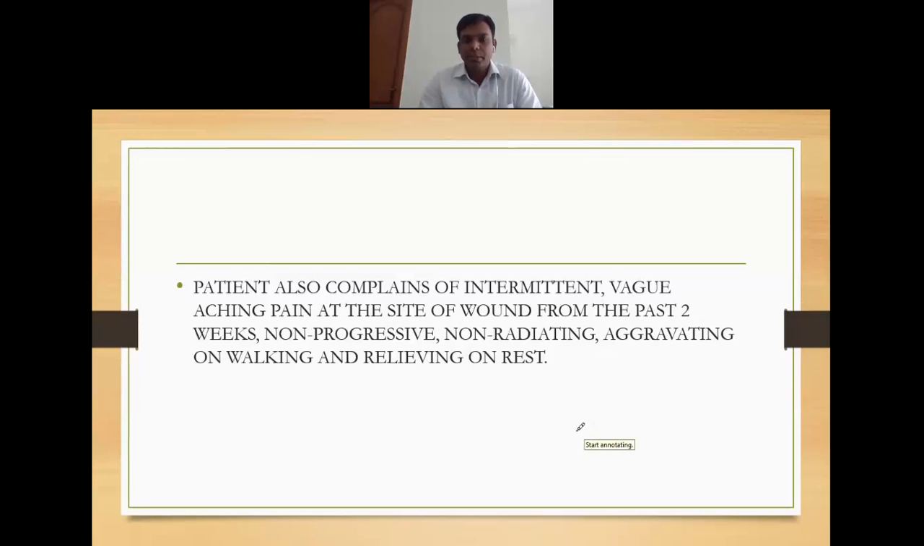Means you have told intermittent, vague and aching. Sir, he couldn't exactly say where it was paining, but he says on walking the whole foot is paining. Yeah. So here I want to give a tip: sometimes patients will use very vague terminologies, like "I just feel something is happening but I cannot tell," or diffuse. Here you have told intermittent and vague. Usually the pain which is intermittent will not be vague.